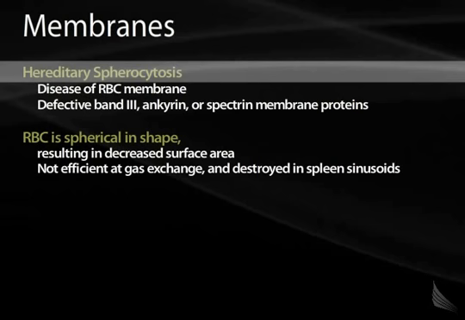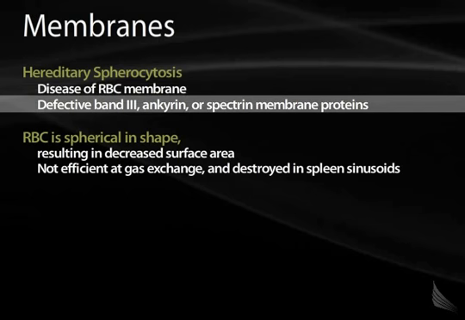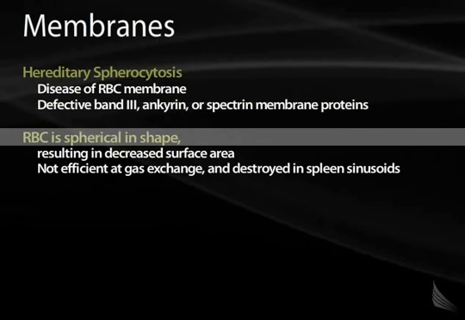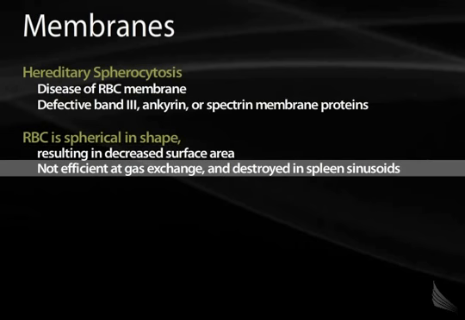Hereditary spherocytosis is a disease of the red blood cell membrane where there is defective or low levels of band 3, ankyrin, or spectrin. Most commonly, the disease is found with the levels of spectrin, although it could be any one of these 3 proteins. Patients with this disorder have red blood cells that are spherical in shape, resulting in decreased surface area, and these cells are not efficient at gas exchange and become destroyed in the spleen sinusoids.